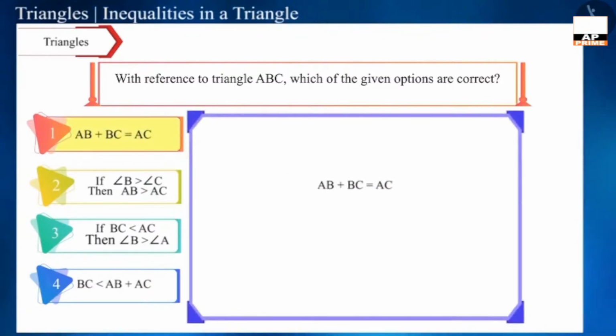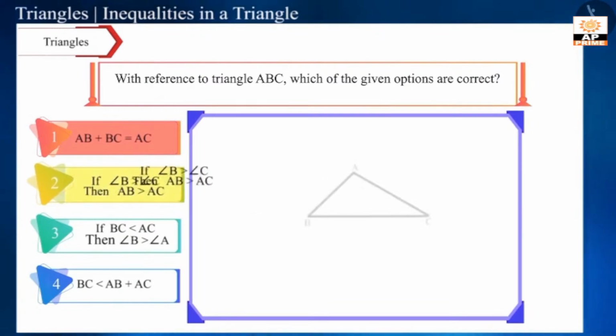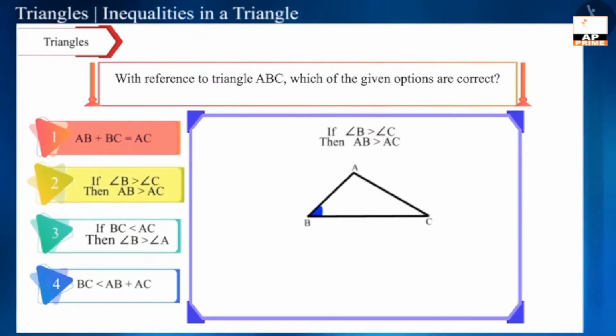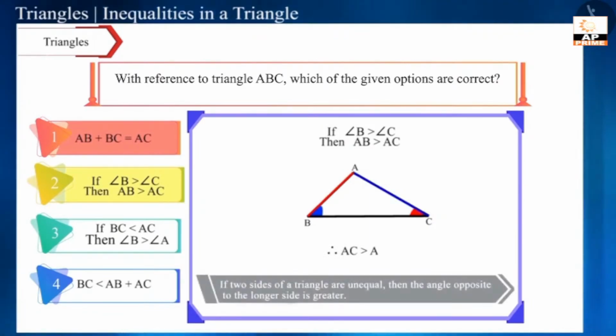In the first option, if the sum of AB and BC is equal to AC, it will form a line and not a triangle. This means that this option is incorrect. According to the second option, angle B is greater than angle C. So the side opposite to angle B will be greater than the side opposite to angle C. That is, side AC will be greater than side AB, or in other words, side AB will be smaller than side AC. This means that this option is also incorrect.